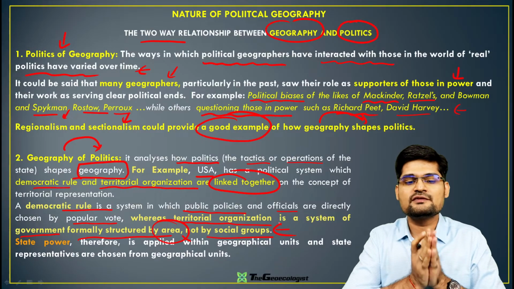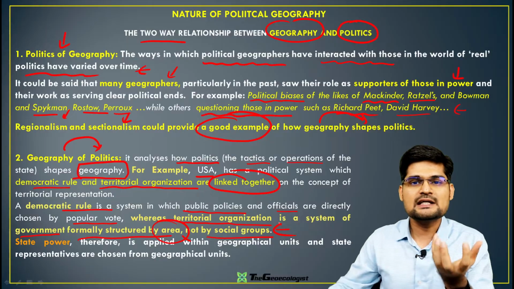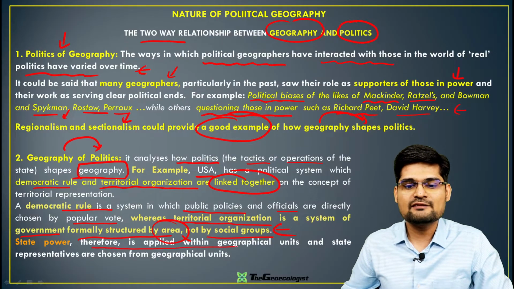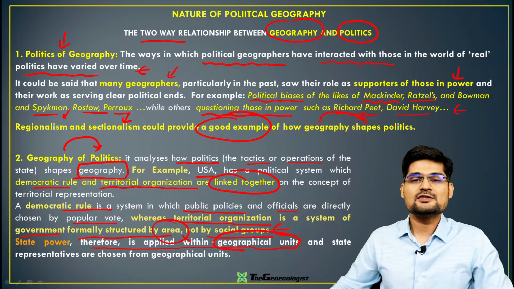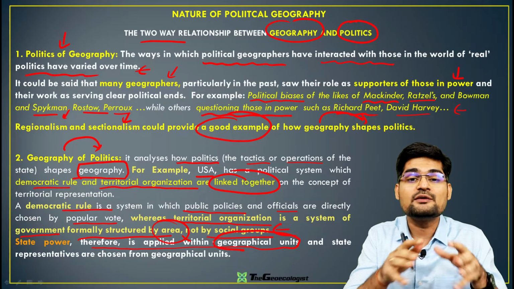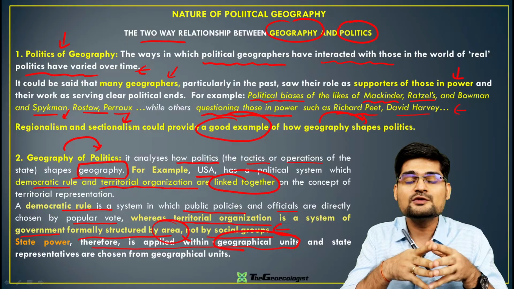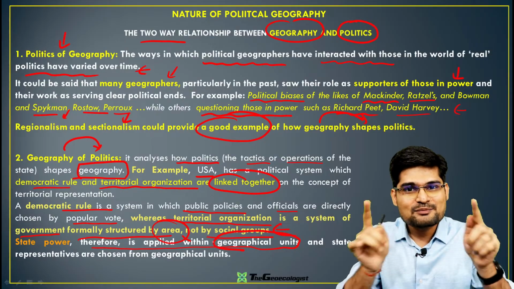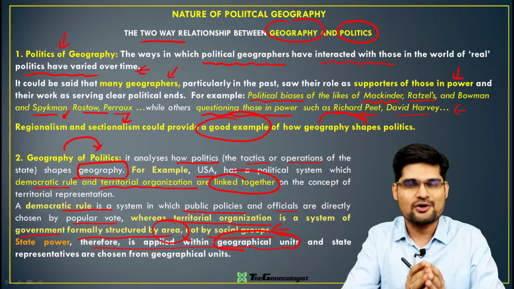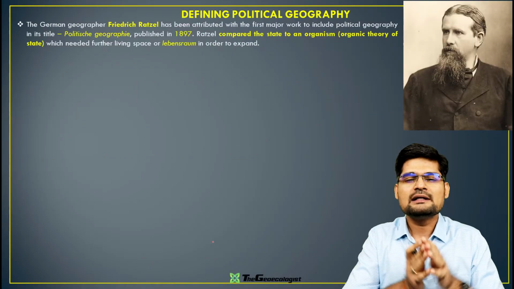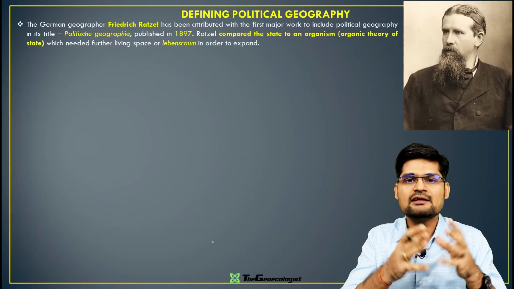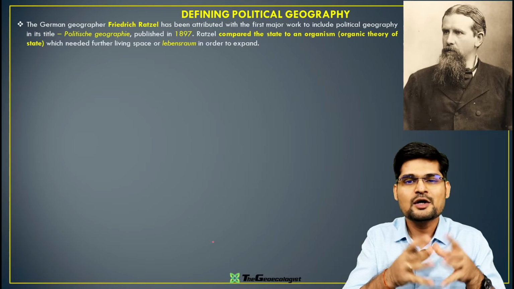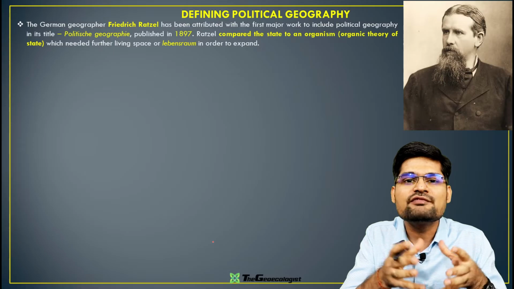Now, further, the state power, which is the key ingredient in any political system, is applied within geographical units. So we need to identify geographical units very specifically in order to see where the state power is implemented. That is the basic nature of political geography. Further, there have been numerous scholars, and in detail we'll talk in a separate lecture about the evolution of the subject matter, but for now, how it was defined by people.